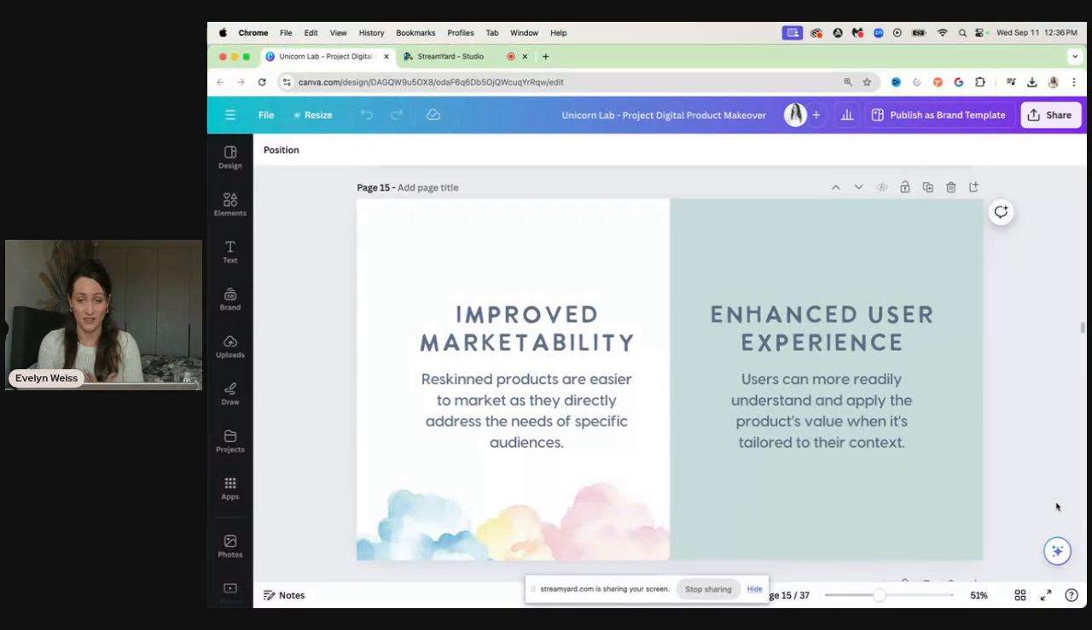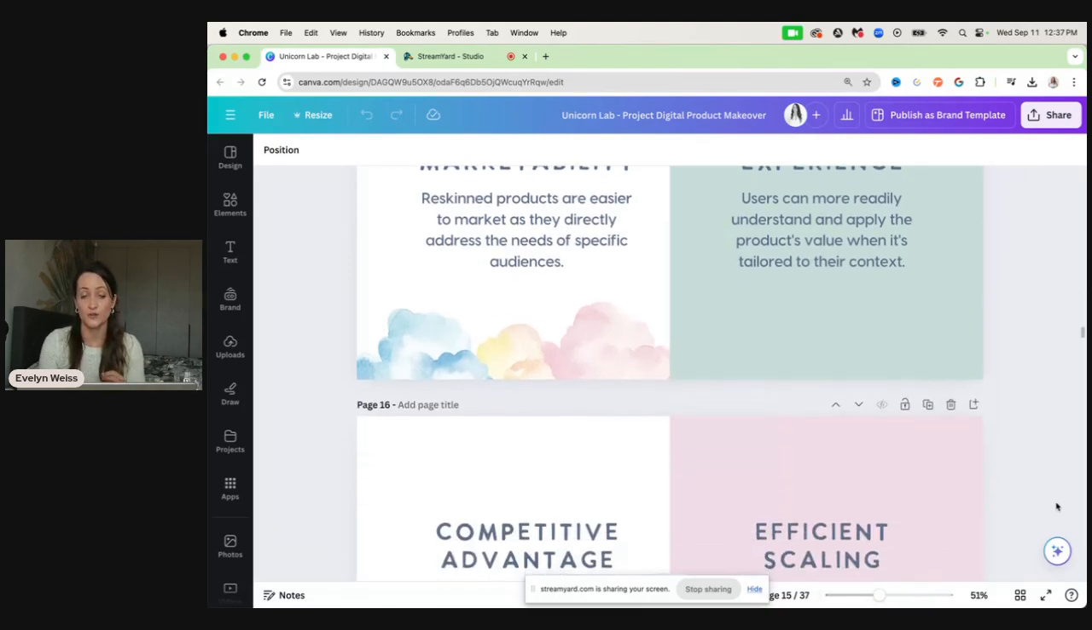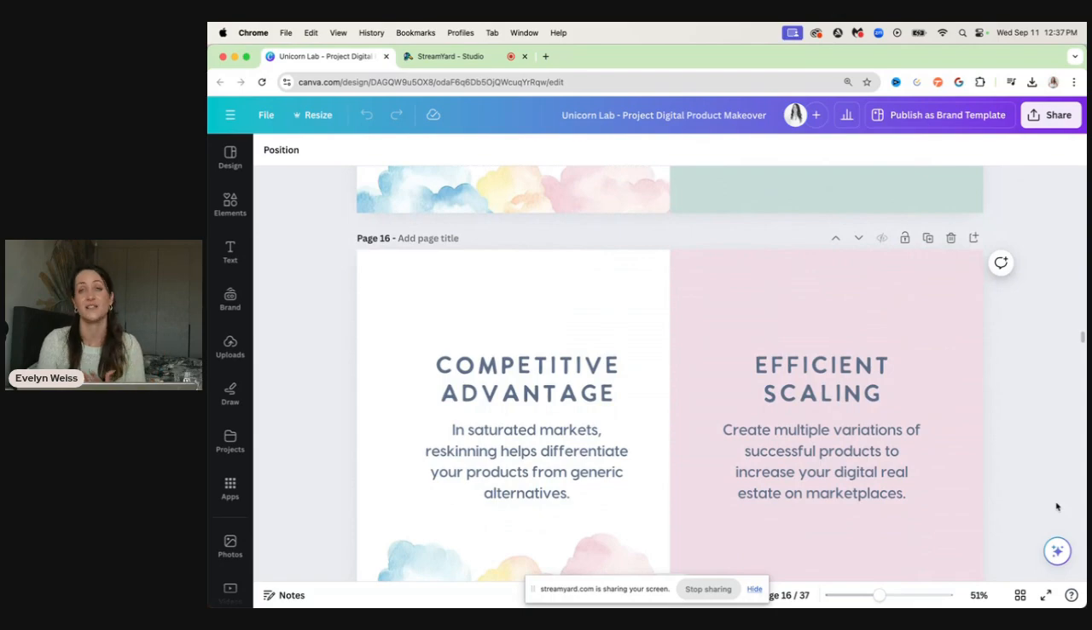It enhances the user experience. The user can more easily understand and apply and use the product when it's tailored to their context, right? So you enhance the consumability and usability of your product just by putting it into the right context for your user. That ultimately gives you a competitive advantage, right? So in highly saturated markets, which is a market where you want to be in, because where there is competition, money flows, and you would want to sit yourself where money flows, because that means that there is demand, right? You don't even have to worry about, is there product market fit, because you're not reinventing the wheel.